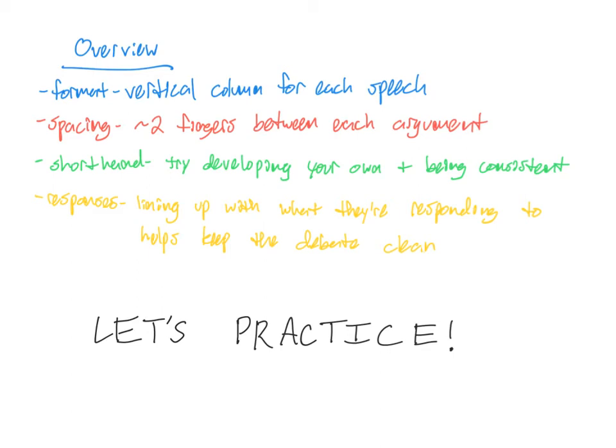So a quick overview of everything. In terms of formatting, we want to try to use vertical columns for each speech. Between each argument, we want to try to use about 2 fingers between so that there's space for responses. To help keep it short, because a lot of times we need to reduce the room that we're taking up, we can try to use shorthand to decrease the amount of letters that we're writing.